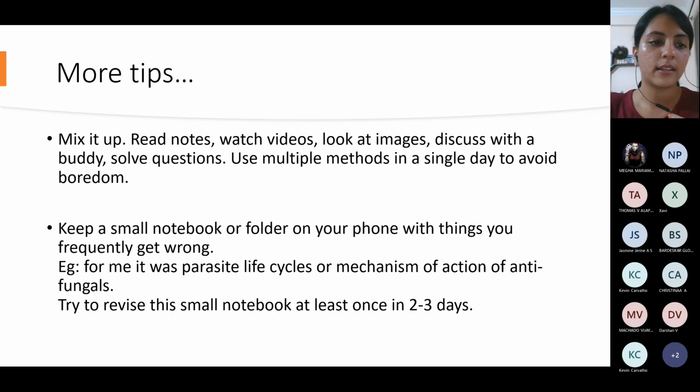And one more thing that helped me was keeping a small notebook, apart from your 19 subjects' notebook. What I did was I kept a folder on my phone, and whatever I used to get wrong, I used to have it in that. And that folder, you need to revise even more than you're revising your other notes. So, every alternate day, I used to go through all the screenshots and images in that folder, and it has to be things that you get wrong. Don't start putting everything in that folder. Just really, really volatile things that you keep getting wrong. So for me, it was parasite life cycles, not all of them, the important ones, and mechanism of action of a few drugs, and just things that you get wrong.